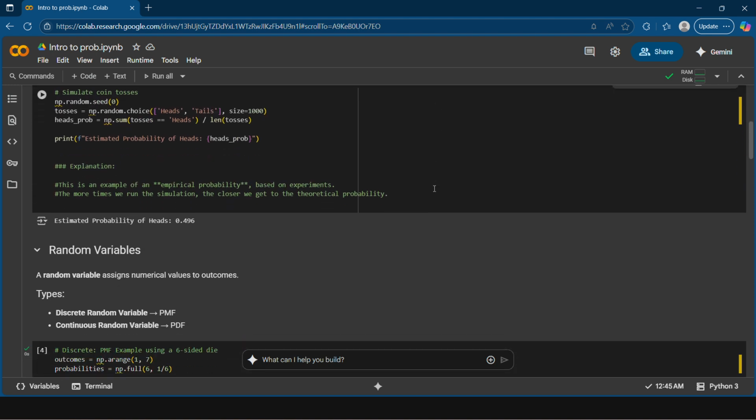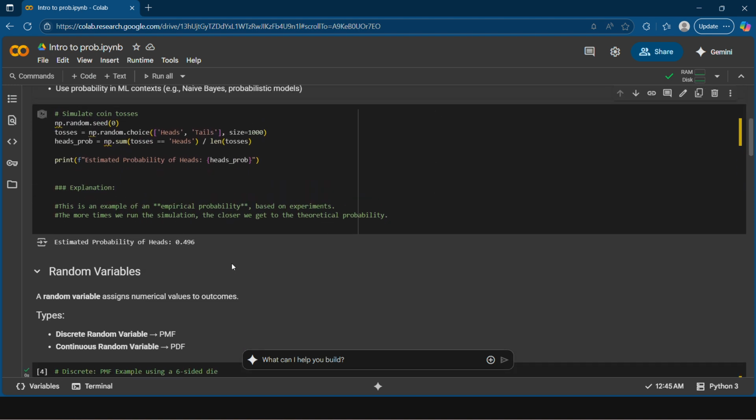And here is a small example that shows how to simulate coin tosses. Let's simulate 1,000 coin tosses using Python. The result we get is the empirical probability, which means it's based upon actual experiments. If we keep running this many times, we'll get closer to the theoretical value of 0.5.